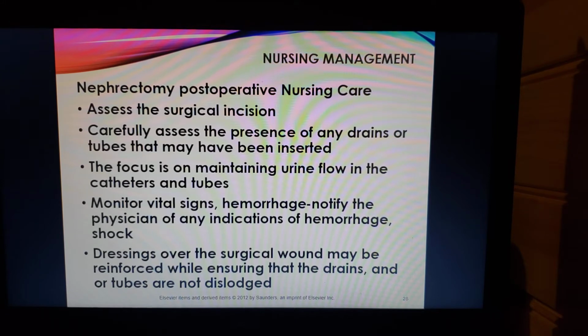And you always want to be sure, if you go in and assess your patient's surgical dressing and there's blood on it, you want to mark that with a marker and date and time, and then come back and monitor to see if it changes at all. And remember, you never change the first dressing after surgery unless you have an order.